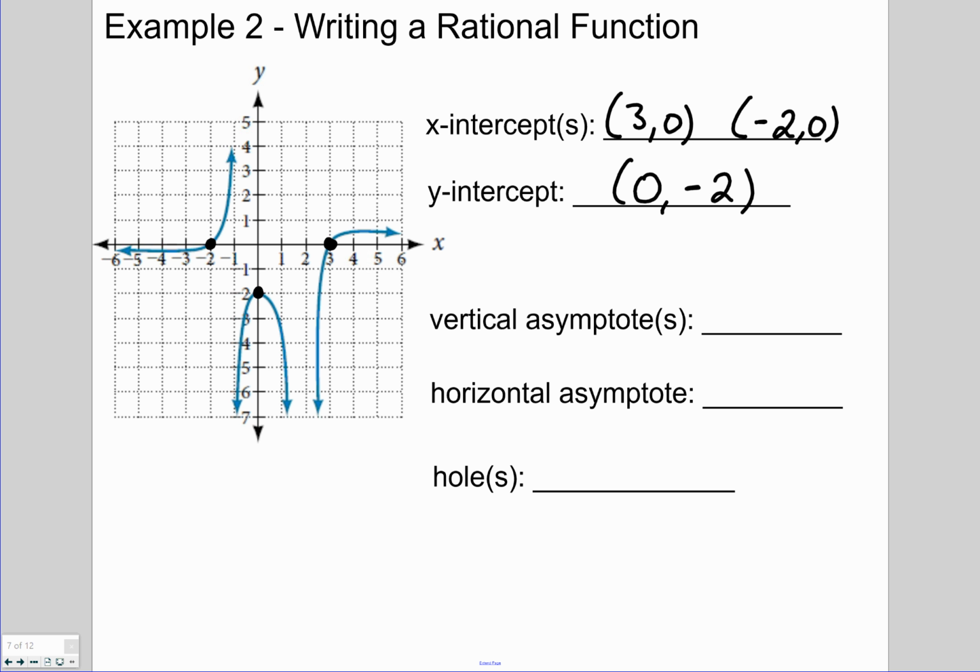Now we're ready for the vertical asymptotes. -1. Why do you say -1? Well, there's one going up, and there's one going down. So we have x equals -1. What's the other one? 2. x equals +2. Now I want you to notice something, because this is going to come in handy, and it's going to be where most of you mess up.